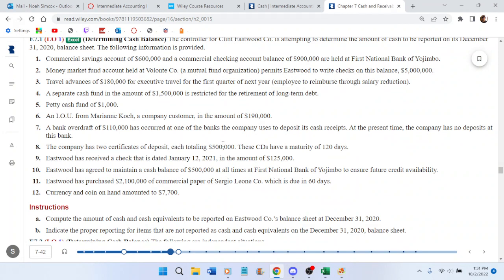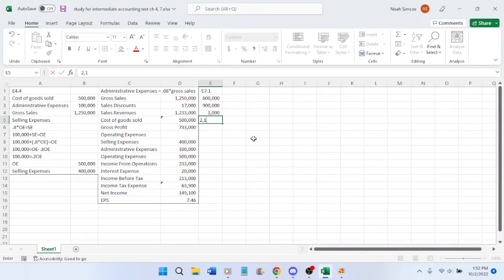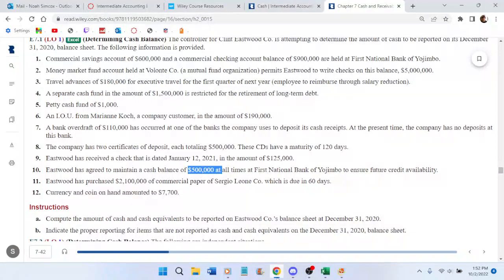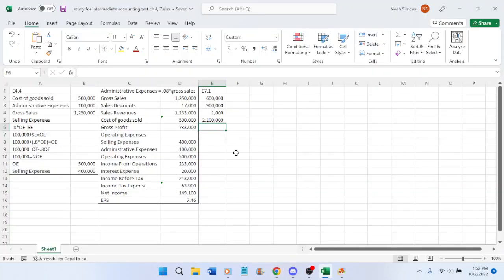Company has 2 certificates of deposit maturity, so that is going to be temporary investment. Post-dated check doesn't count as cash. A post-dated check counts as what? Receivable. This is restricted cash, so it doesn't count. Purchased, so this is a short-term investment, so it counts as cash. 2,100,000. I didn't have to type the commas. 7,700. So that's all, the cash total is going to be equal to the sum of these.